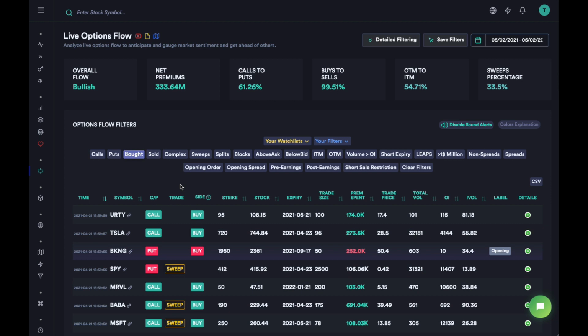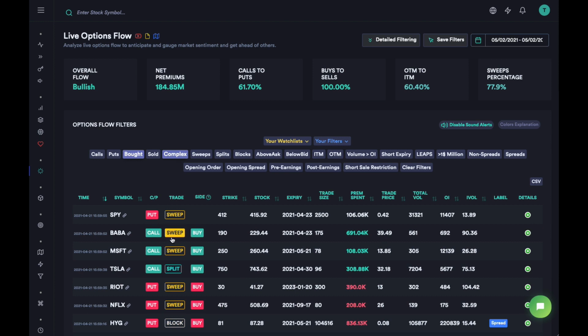This is going to show us all the contracts that were bought today. Then let's click on complex. So this is going to show us all the sweeps, the splits, and the blocks. We are doing this because we just want to see where there was urgency in the order filling.